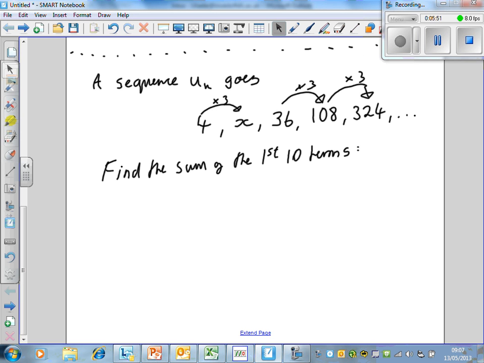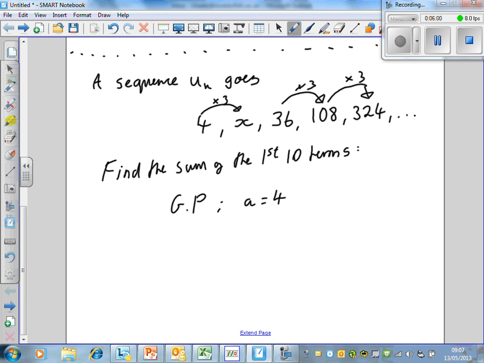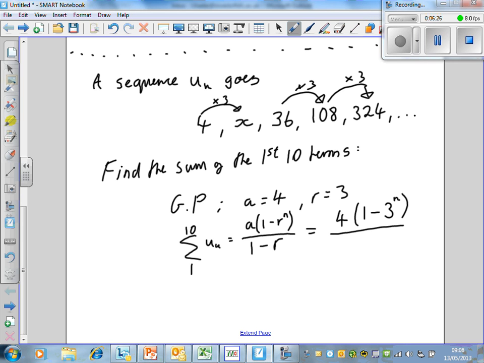Okay, and actually you didn't really need to worry about x because we've got all the information we need. So it's a geometric sequence. a, the first term, is 4, the common ratio is 3. So the sum of the first 10 terms, sum from 1 to 10 of this sequence u_k, is going to be equal to, we're using the formula, a times 1 minus r to the n over 1 minus r. It's going to be equal to 4 multiplied by 1 minus 3 to the power of n, divided by 1 minus 3. And n in this case, sorry, would be to the power of 10.